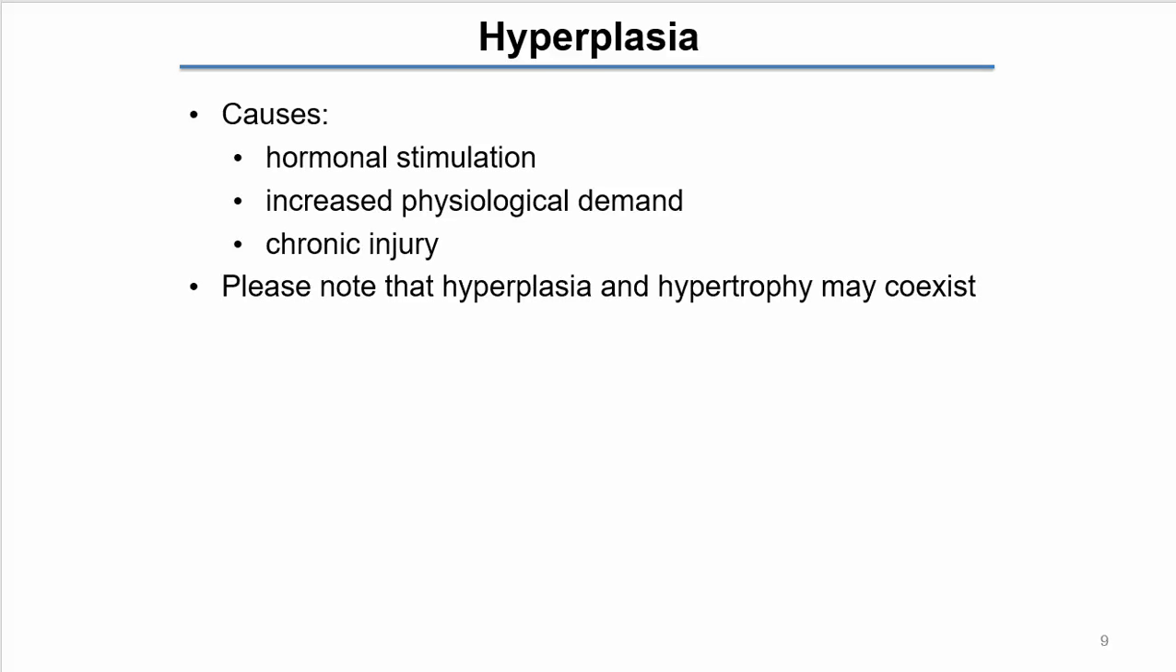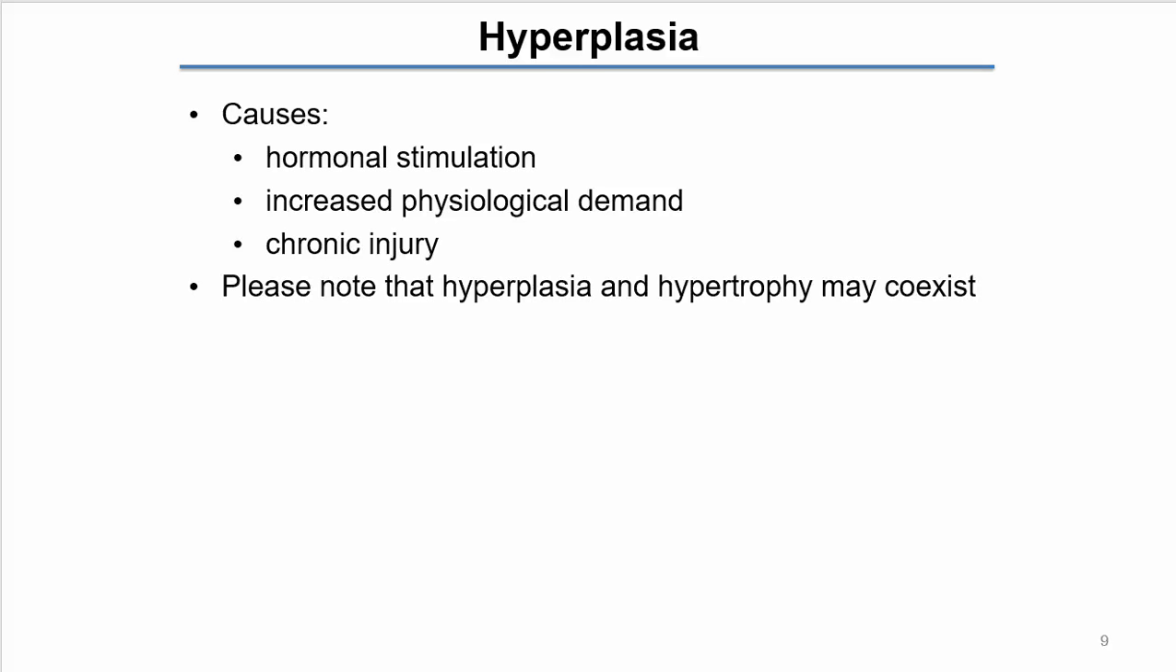So hormonal stimulation can cause it. Increased physiological demand can cause it. Chronic injury can cause it. An example of a chronic injury that causes hyperplasia is a callus. You are rubbing your skin in the same spot over and over again, and you end up with a hyperplasia of the epidermal cells in that spot. And that's what a callus is.